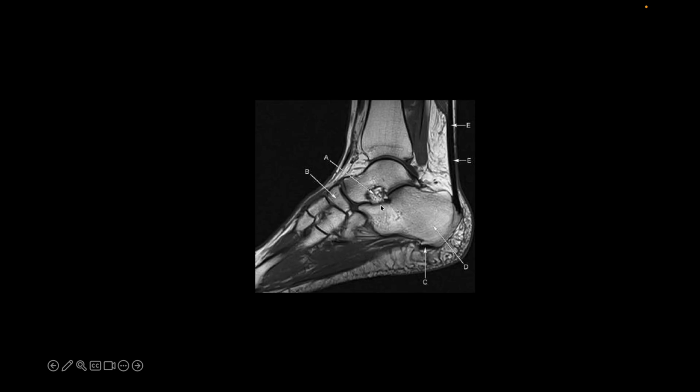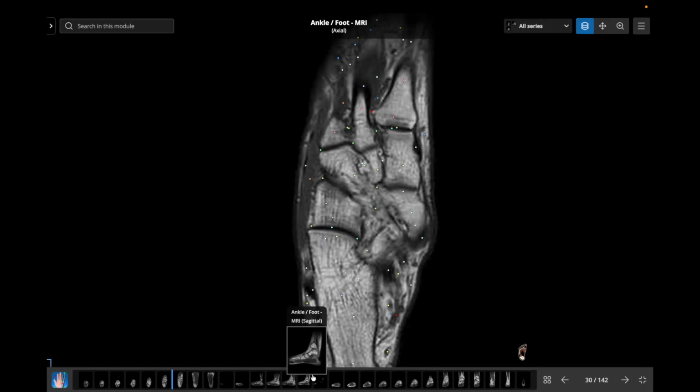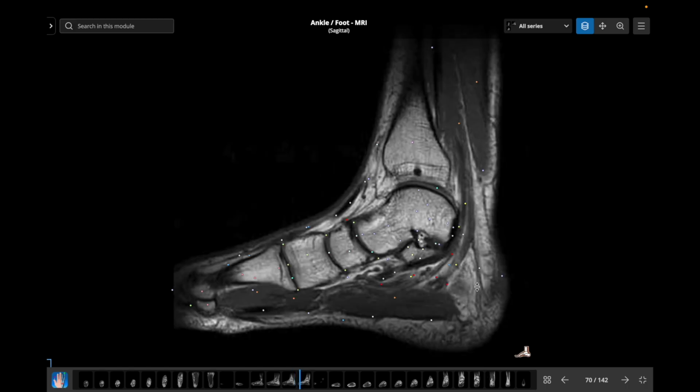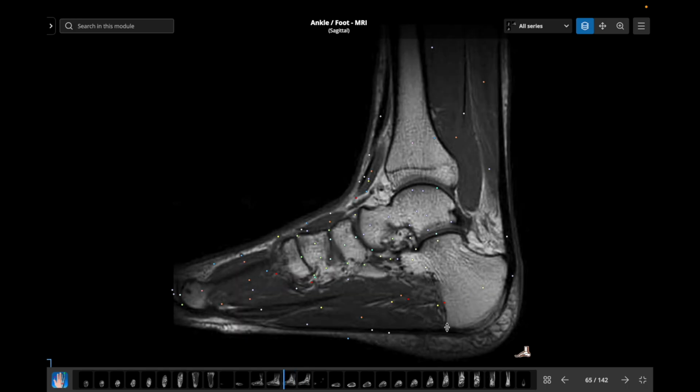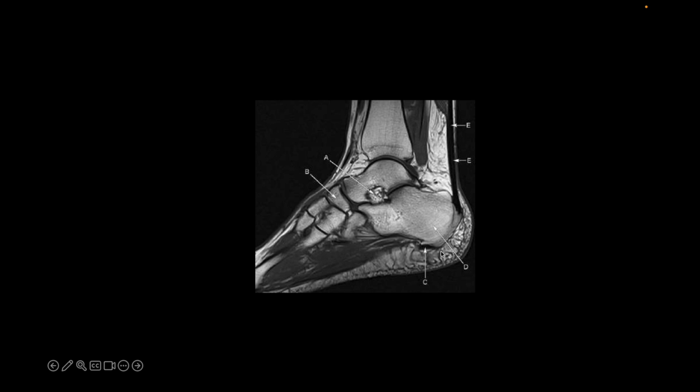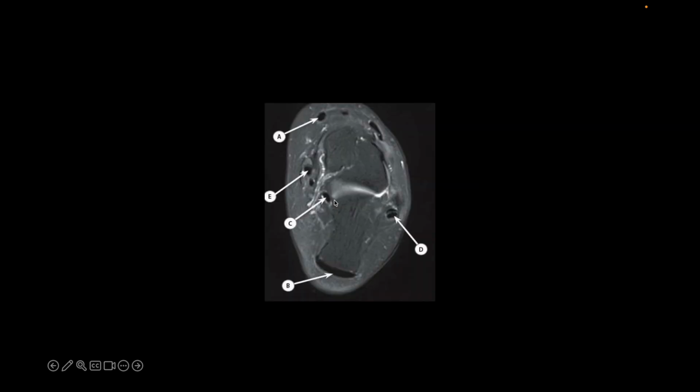Again, A, they're pointing to this tunnel here. This is your sinus tarsi, which I mentioned. C is where your plantar fascia attaches. So on the MRI, that would be this. So this is your plantar fascia, which attaches to your calcaneus here. And then you get inflammation at this level when you've got plantar fasciitis. D is your calcaneum. E is your Achilles tendon. And then B, the first bone that articulates with the talus, is your navicular.